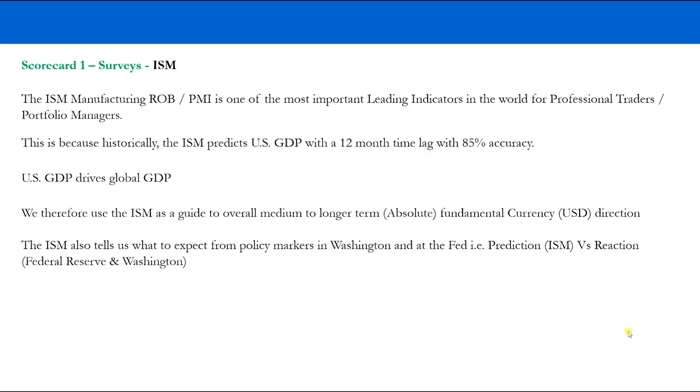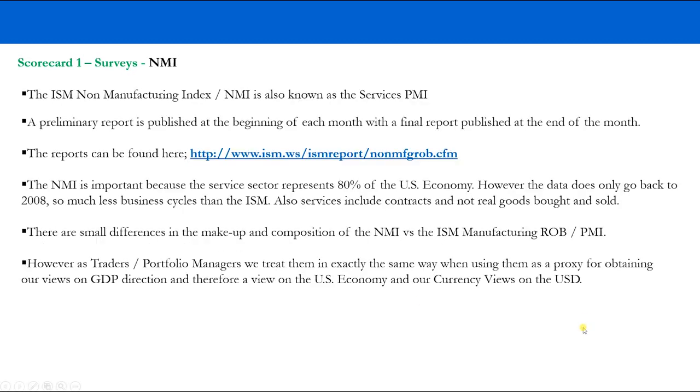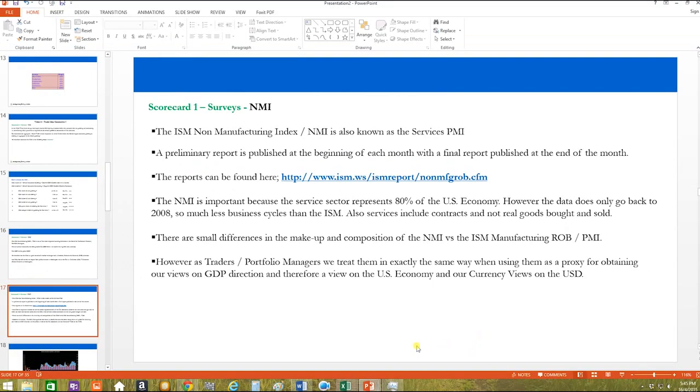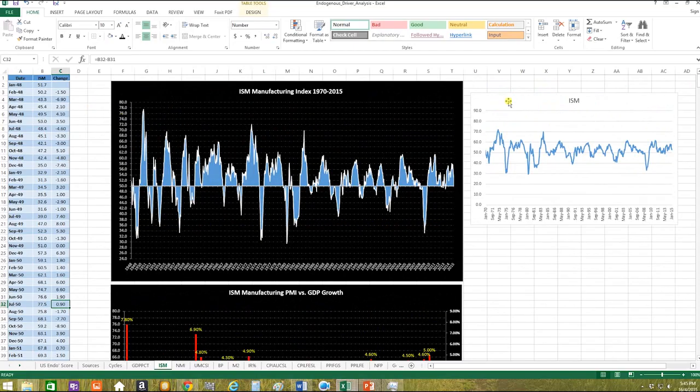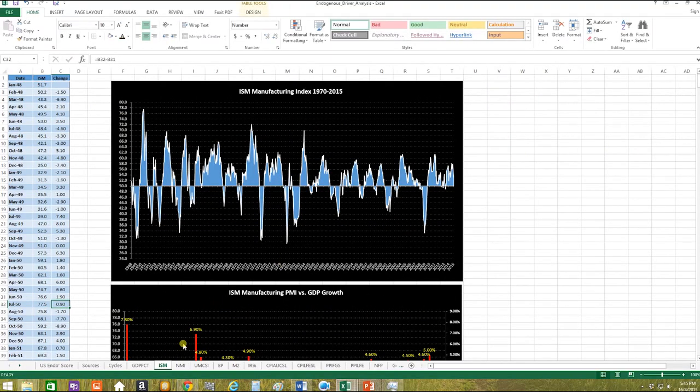Okay, so that just about covers the ISM Manufacturing Report on Business or Purchasing Managers Index. In terms of our drivers, let's have a look at our next driver. So now we're going to look at the ISM Non-Manufacturing Index, or the NMI, which is also known as the Services PMI. So we're not looking at the manufacturing sector now in the US, we're now looking at the services sector. And all you have to do is go into the endogenous analysis sheet here, and you can see we have our ISM analysis there. And we'll just delete that.